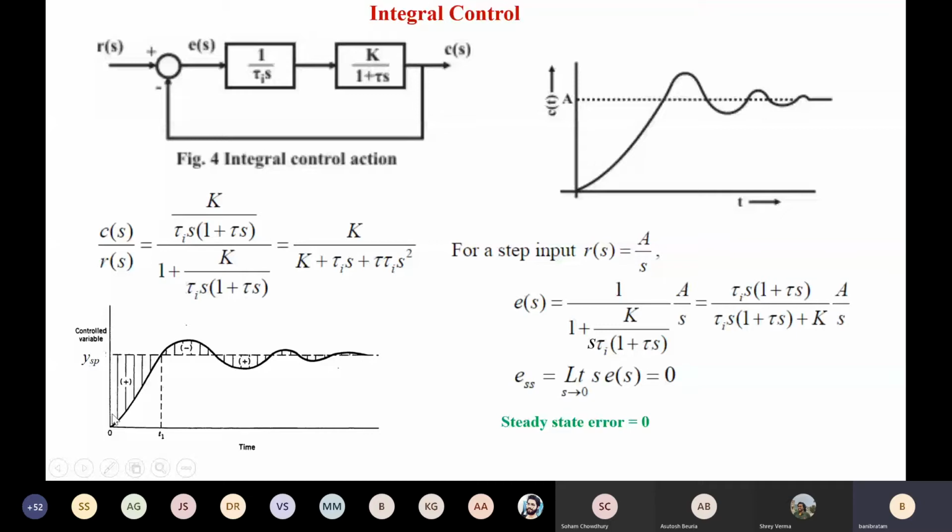So suppose initially, what is your error? Reference minus output. Initially the output is 0 because the output is starting from 0, right? So initially your error will be maximum. RS minus CS, the error will be maximum. Then gradually as the output increases, the error will gradually reduce, fine? And since we are doing RS minus CS, the error will be positive till it reaches the input value. Then because of the integral action, which means what?